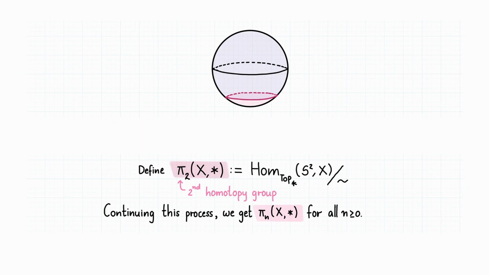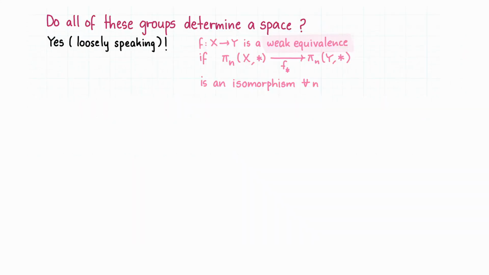Okay. So do all of these groups determine the space? Yes, loosely speaking. There are these very nice spaces called CW complexes, and these are all the spaces that homotopy theorists are concerned about. These homotopy groups do determine the space for CW complexes, but you generally do talk only about CW complexes.